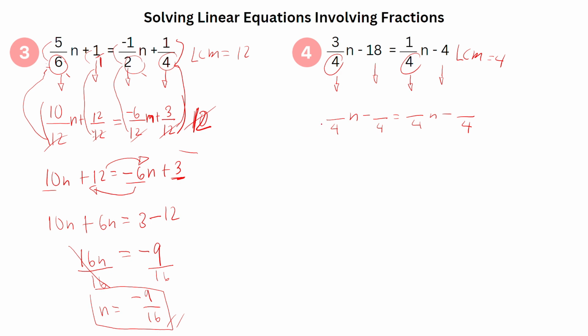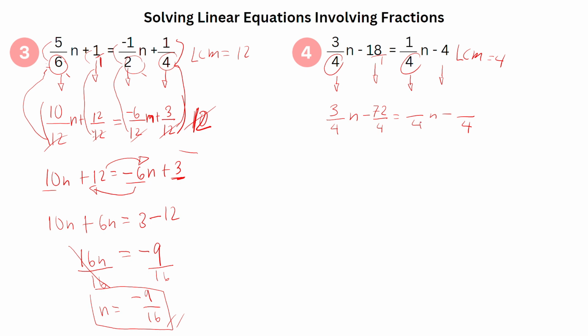3/4. Do we still need to convert this? Actually, no need. That's why we will just copy. So 3 over 4n. Next, how about the 18? What's the denominator of 18 here? That's actually 1. What is 4 divided by 1? Obviously that's 4. And times 18, 4 times 18 is what? 72.